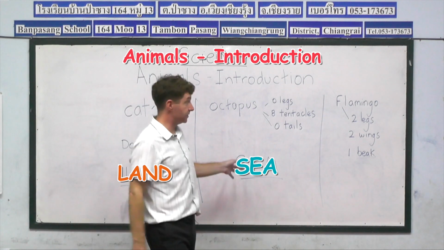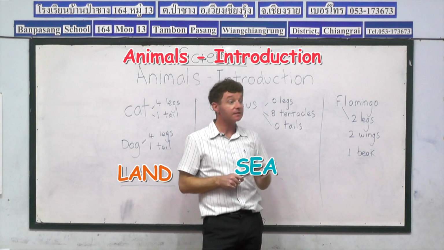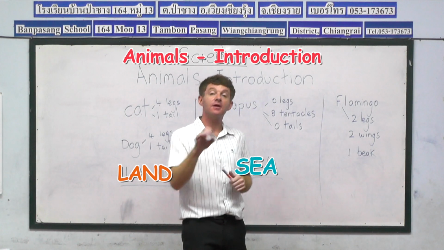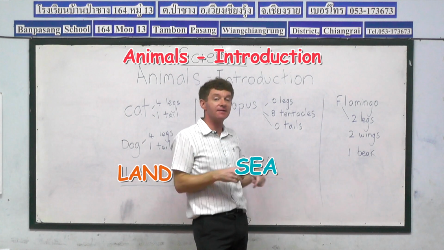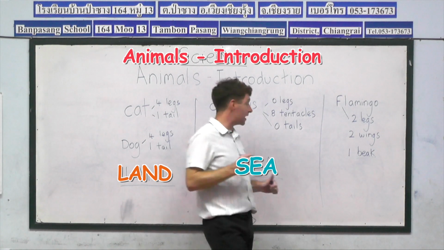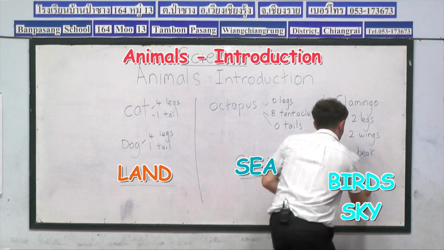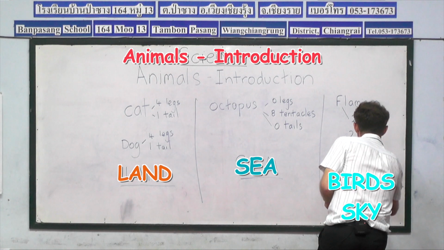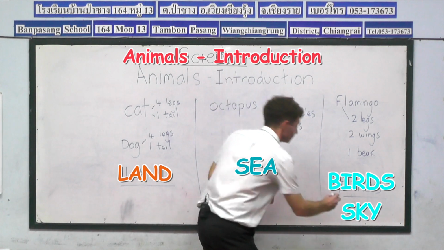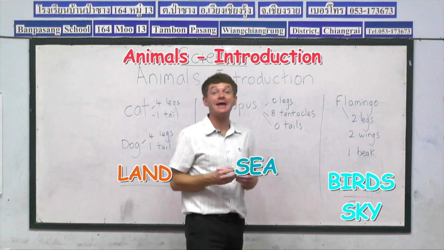And then our third category, the flamingo. Where will you see the flamingo sometimes? In the sky, or we can say air. But we give the types of animals that we can see flying in the sky a particular name, beginning with B. Birds, yes. B-I-R-D-S. So, birds, we can say, live in the sky. Or we can call them air animals.